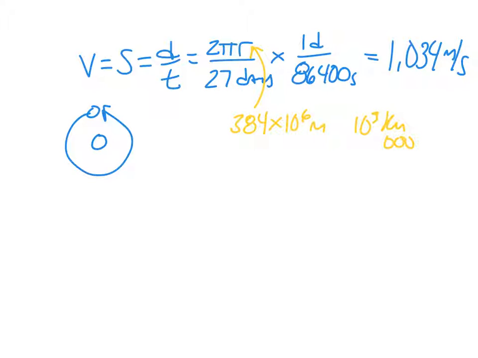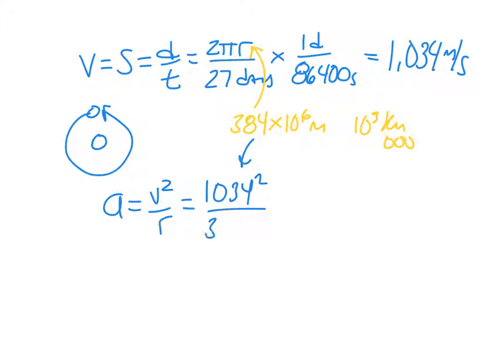Now that we know the speed of the moon, we can do the acceleration, which is v squared over r. And we can say that it's 1034 squared over our radius again of 384 times 10 to the 6th. And when we do this calculation, we get 0.0028 meters per second squared. So that's the acceleration of the moon as it goes around the Earth.